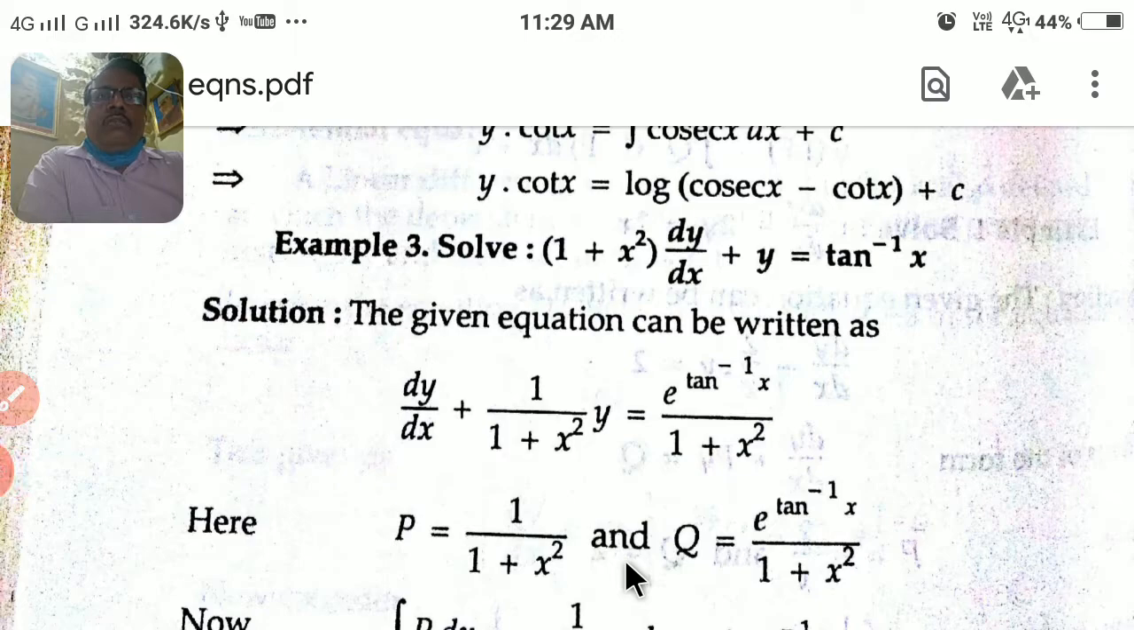Yesterday we have seen how to solve a linear equation. Okay, so today we solve some more problems on linear equations.